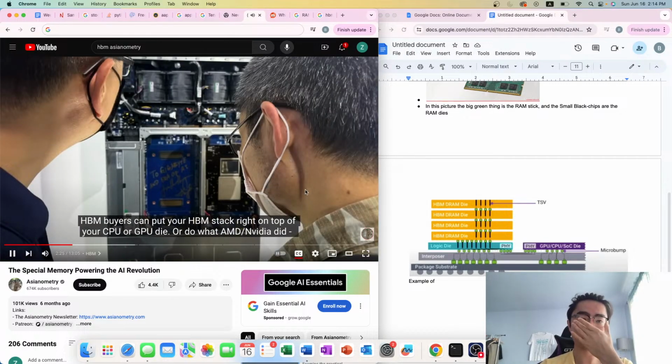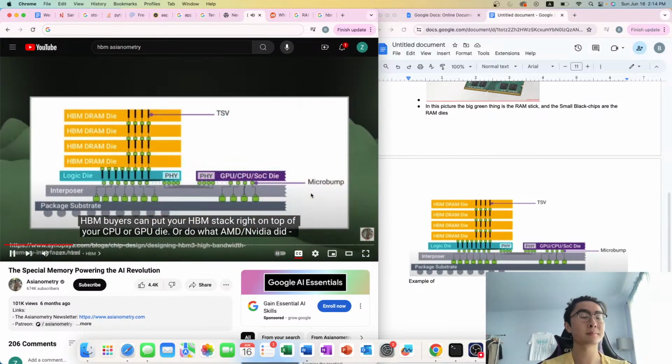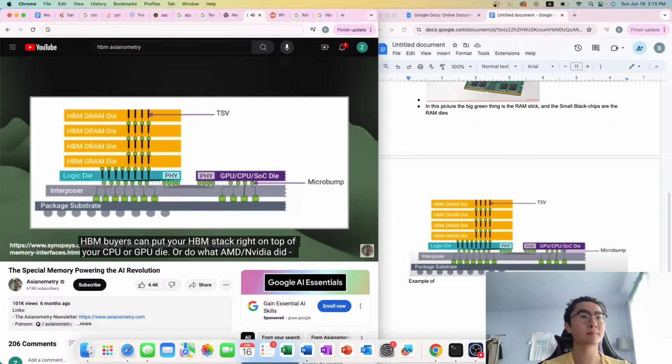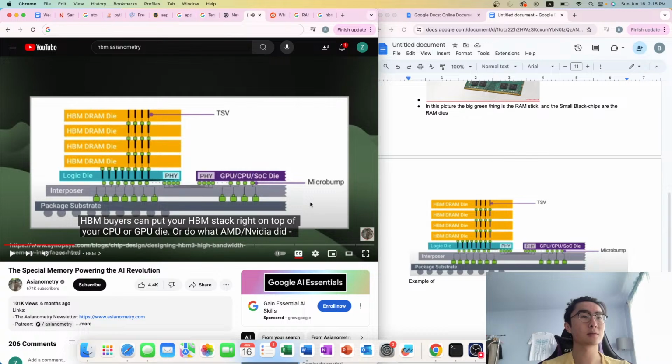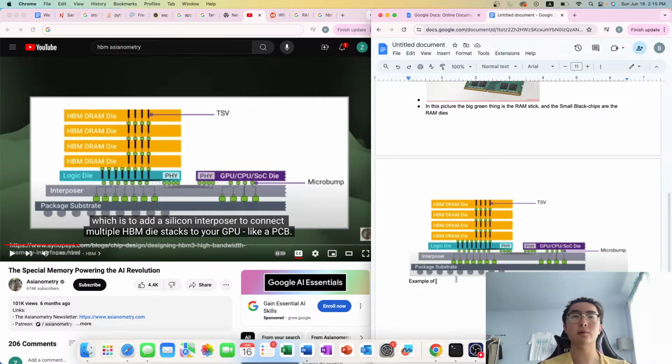HBM buyers can put your HBM stack right on top of your CPU or GPU die, or do what AMD/NVIDIA did, which is to add a silicon interposer to connect multiple HBM die stacks to your GPU, like a PCB. I don't know what a PCB is. So, example of, what do you call this?